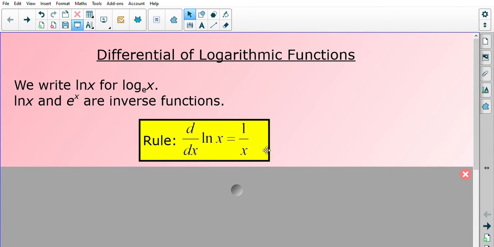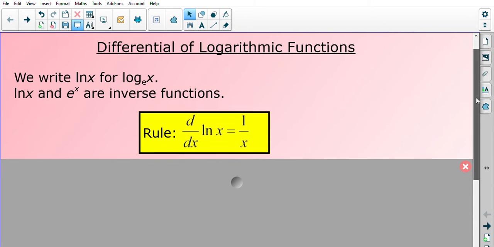So the rule is that when we differentiate log of x, the answer is 1 over x. There is a proof for that, which I will show later, but if we differentiate log of x, we do get the answer 1 over x. That's my rule, and that's what I'm going to use when I differentiate log functions. Let's have a look at a couple of examples in this video.